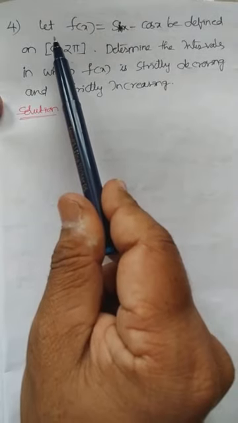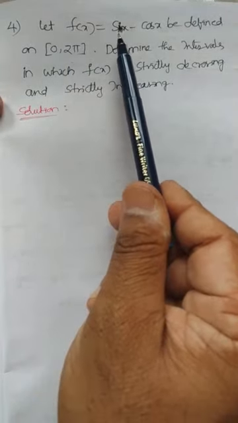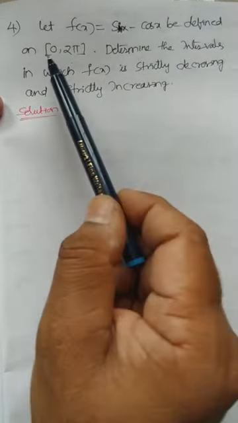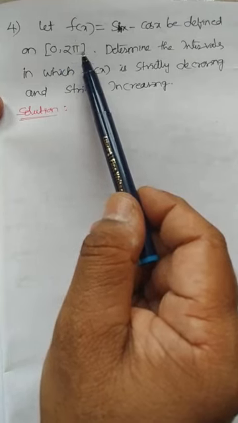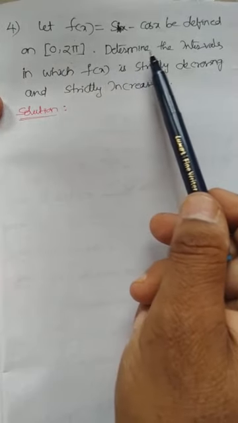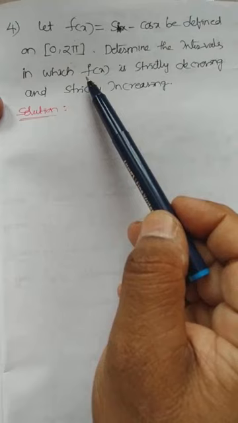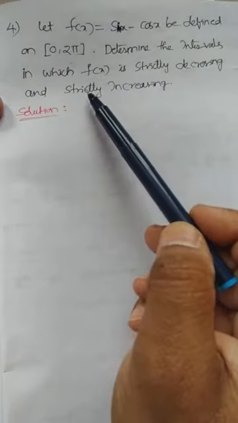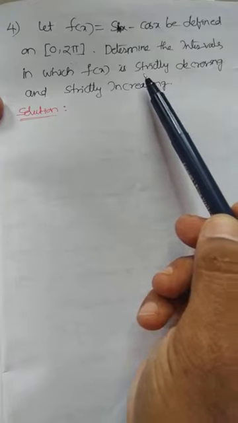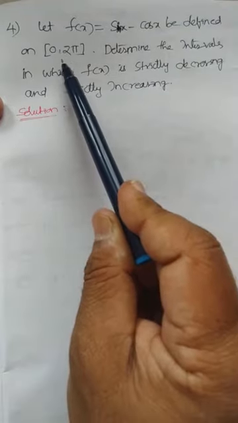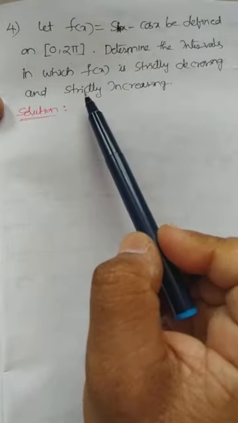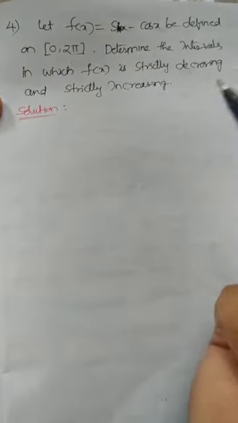The next problem, fourth problem. What is our fourth problem? Let f of x equal sin x minus cos x, defined in the interval 0 to 2 pi. Now we have to determine the intervals in which f of x is strictly decreasing and strictly increasing, and we have to choose the intervals between 0 to 2 pi where the function is strictly decreasing and where it is strictly increasing. We have to check now.